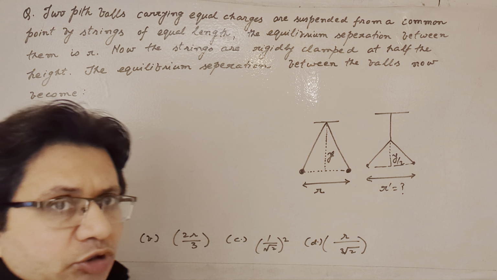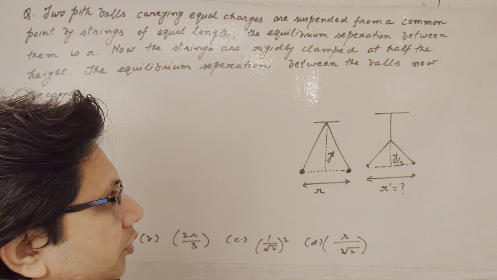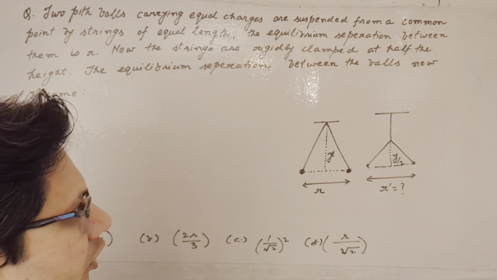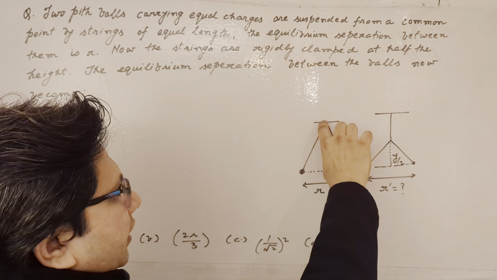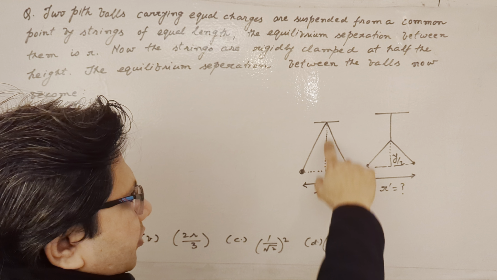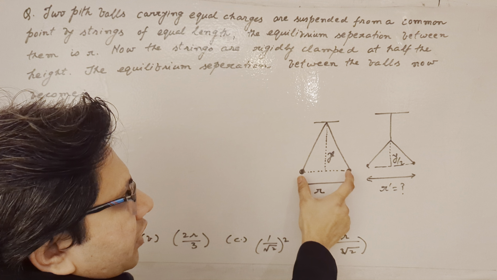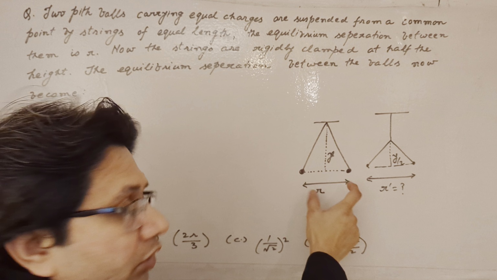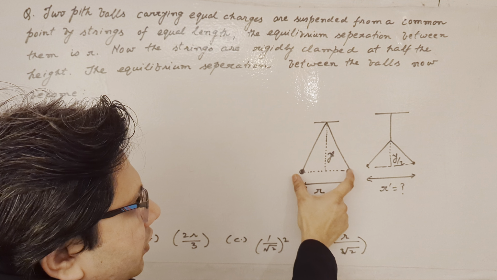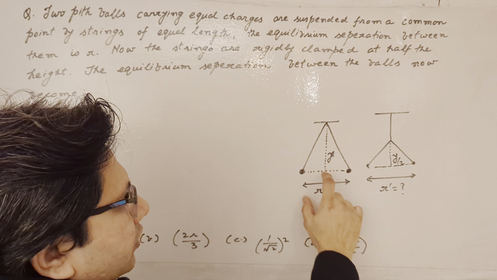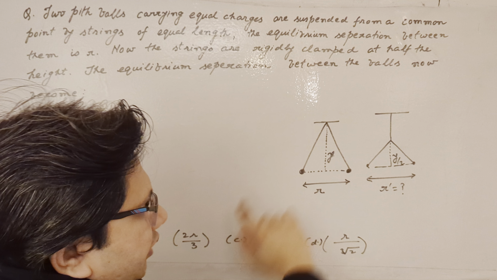So the problem is based on the topic Coulomb's law and the basic application of mechanics. Some basic rules of mechanics are used here. This is the first situation, in which the height is y and the distance between them is r. The distance between them is due to the repulsive Coulomb force, because the charges are equal. That's why they start repelling each other. And the string is taut, so there is a tension in these strings.